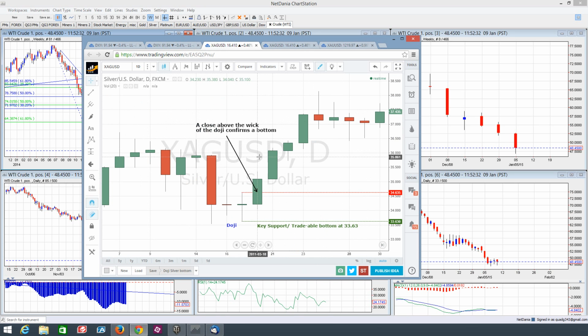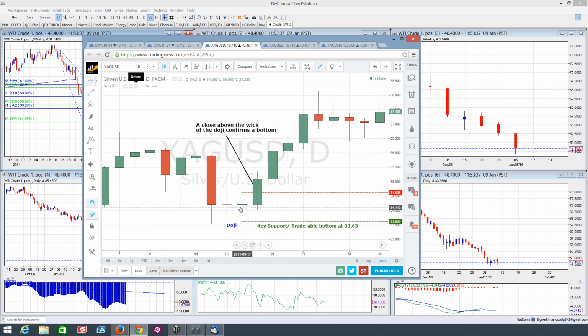Here's another one showing a good sign of some bottoming action. This is silver on a daily basis. We get a doji here, and you can see here previously we got another doji, but we didn't confirm it going up or down. The next candle didn't close above or below the extremes of that doji, so there was no signal to do anything with it.